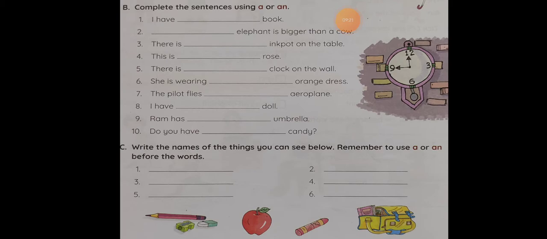See, rose word starts with a consonant. Then what you need to write? You need to write a. This is a rose. There is dash clock on the wall. There is a clock on the wall.